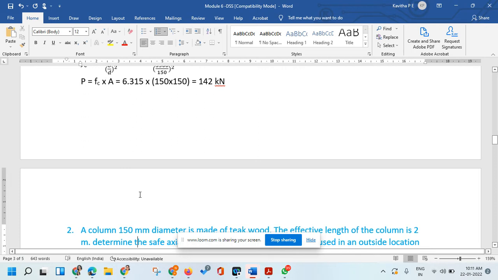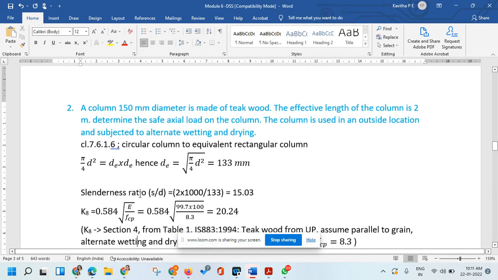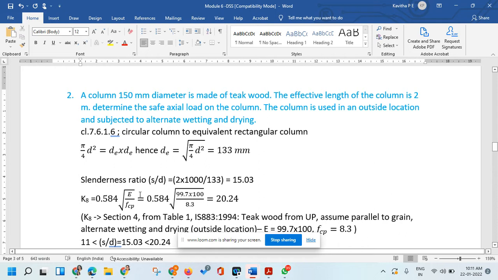So that's all for the first question. The entire procedure is very simple. Calculate S by D. Based on this, decide whether it is a short, long, or intermediate column. Calculate the FC value. Get the material properties of the wood from table 1 and calculate the load as stress into area.